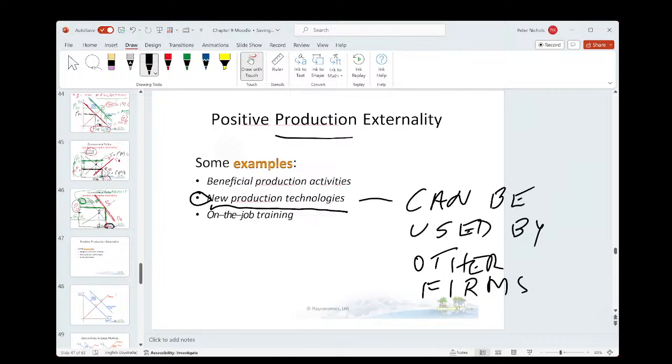On the job training: you go to work for a firm, you become more expert, and then at some point you leave that firm and go to another firm. Then you can see that the second firm will also gain from your expertise. So they are examples of positive production externalities.